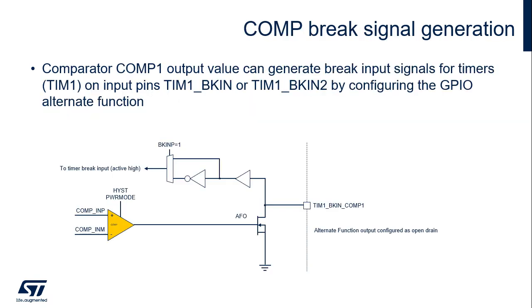Comparator output values can generate break input signals for the timers on input pins using GPIO alternate function selections incorporating the I/O open drain connection. The purpose of the break function is to protect power switches driven by PWM signals generated by timers. The 2 break inputs are usually connected to fault outputs of power stages and 3-phase inverters. When activated, the break circuitry shuts down the PWM outputs and forces them to a predefined safe state. Please see the timer training slides for more details.